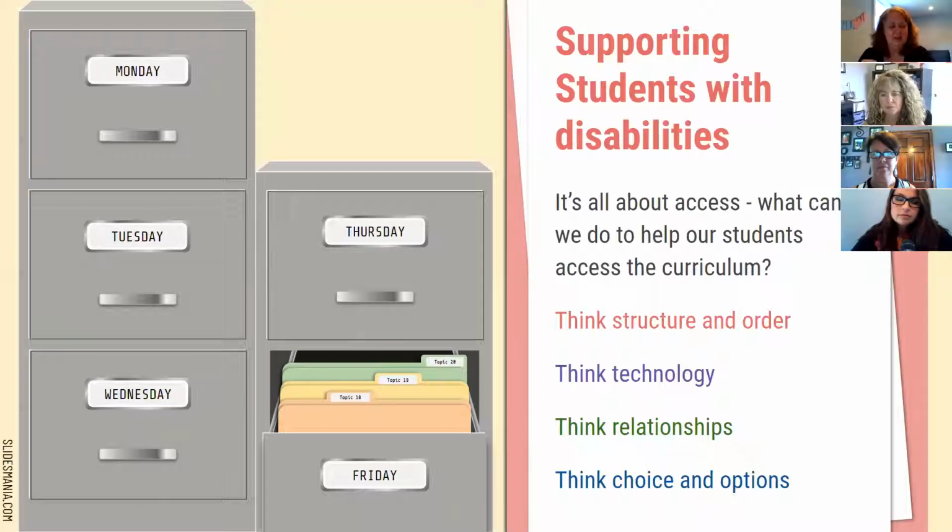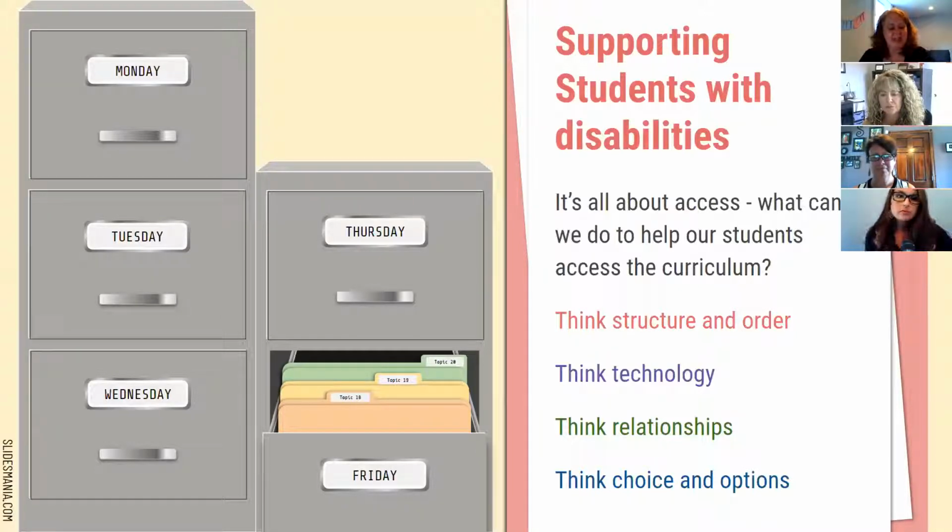So there are those four big rocks that are good to think about. The first is the structure and order we have for our classrooms, and those can increase access for students when there's predictability in the structure and order. Think about all the different technologies that we can use to increase access for students, especially when we're thinking about those supplementary aids and services that students have in their IEPs.